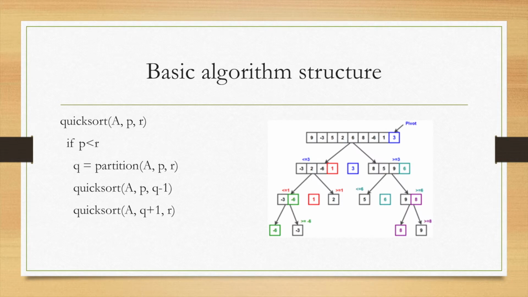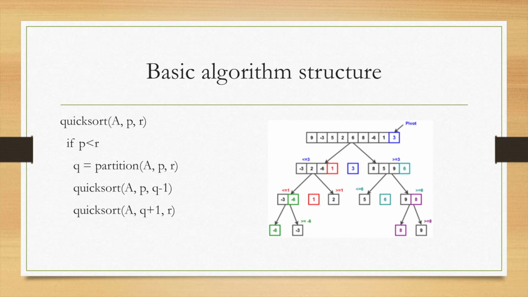To do the quicksort, first let's see the algorithm structure. For the quicksort, the input is the array. P stands for the starting pointer and R stands for the ending pointer. It means that we will use this to sort the array from the pointer P to R. The first step, we get a partition.